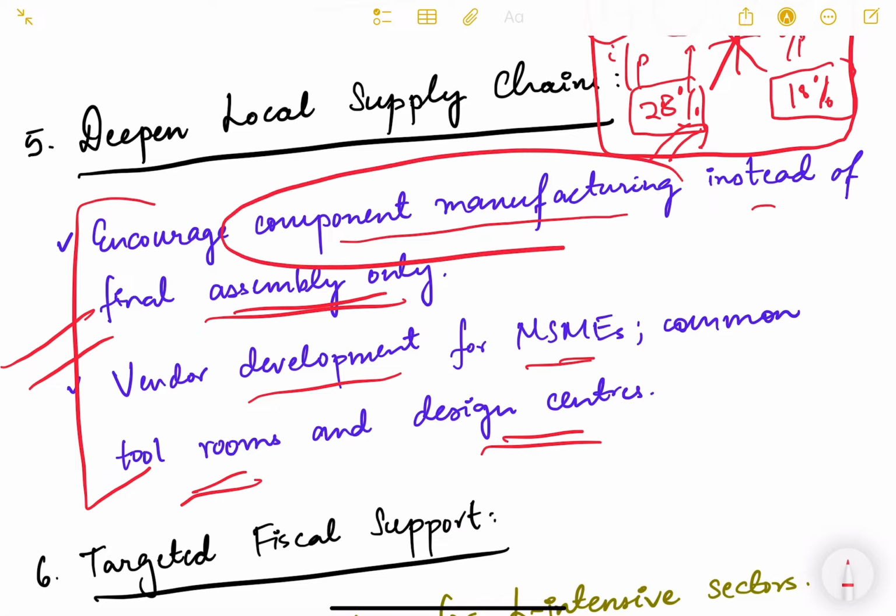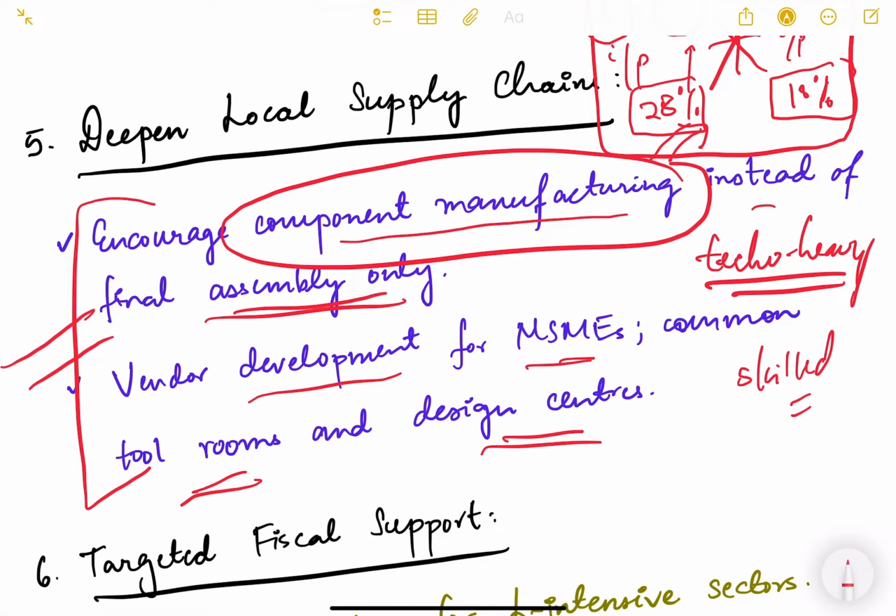Component manufacturing is very, very difficult because it is techno heavy. You need to have that technology, you need to have that kind of skilled manpower, you need to have that kind of incentives, you need to have that kind of sandboxes, regulatory sandboxes, hubs, SEZs, so that this kind of startup ecosystem, so that this kind of activities are encouraged.